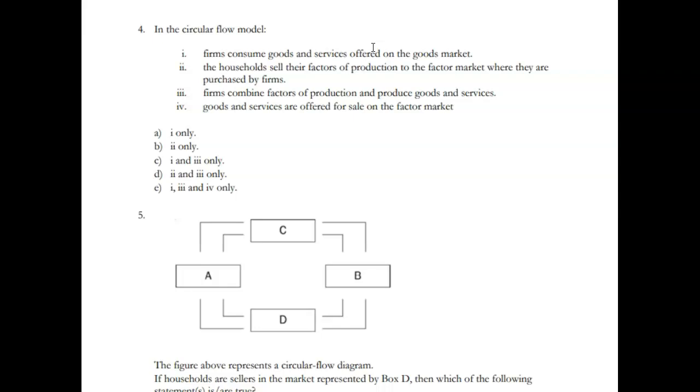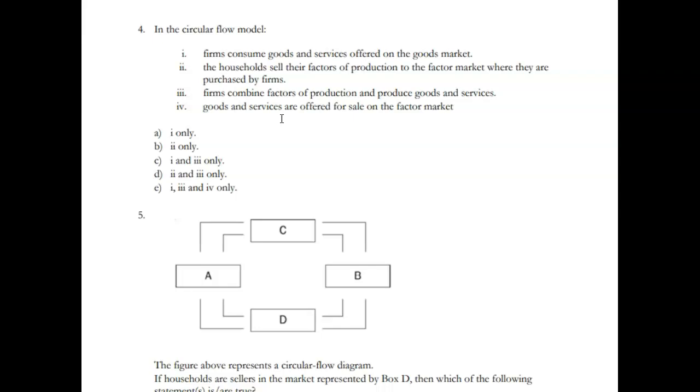Households will consume goods and services offered under the goods market, not firms. Then the households sell factors of production in the factor market, which are purchased by firms. That's correct. Firms combine factors of production and produce goods and services. They get it all from the household and combine it over here. Then goods and services are offered for sale in the factor market.